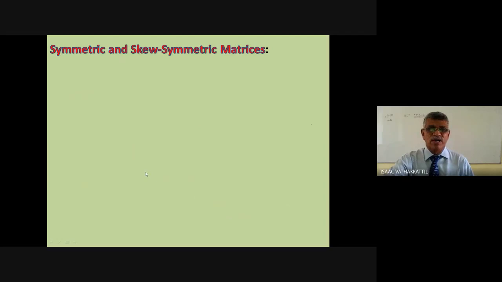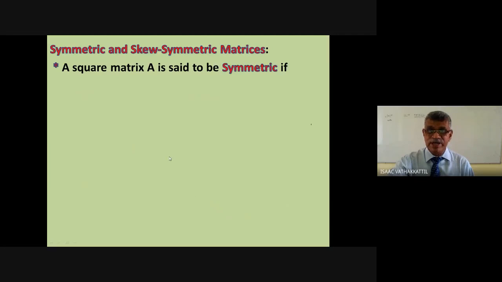Well, we go for defining symmetric and skew symmetric matrices. What is a symmetric matrix? What is a skew symmetric matrix? A matrix is said to be symmetric if the matrix and its transpose are equal. That will be possible only if it's a square matrix. If it is not a square matrix, a matrix cannot be its transpose. A square matrix A is said to be symmetric if A dash is equal to A.